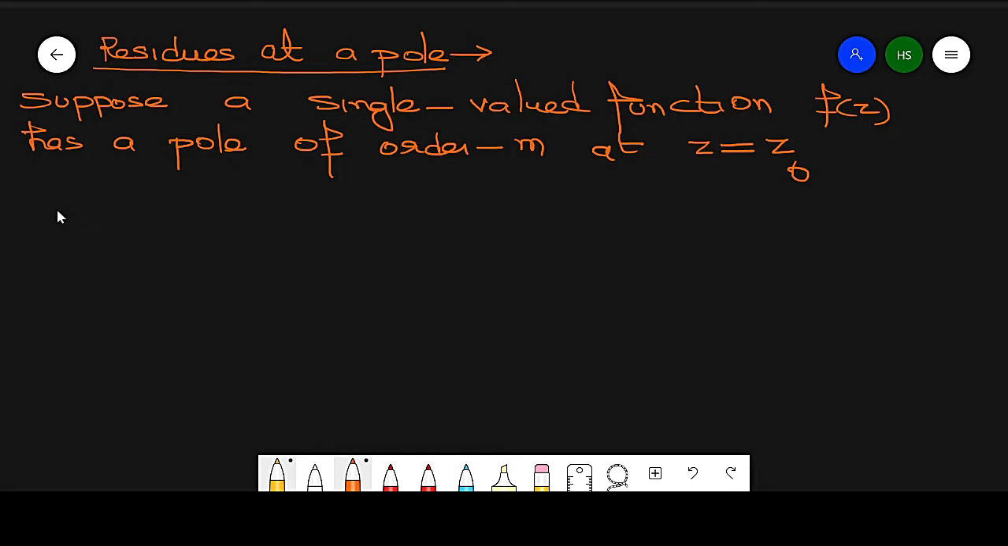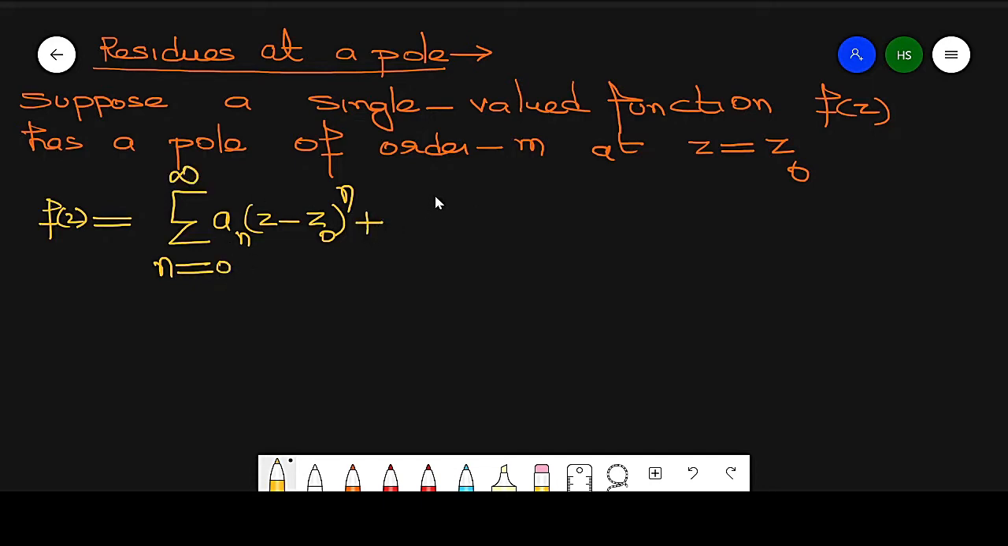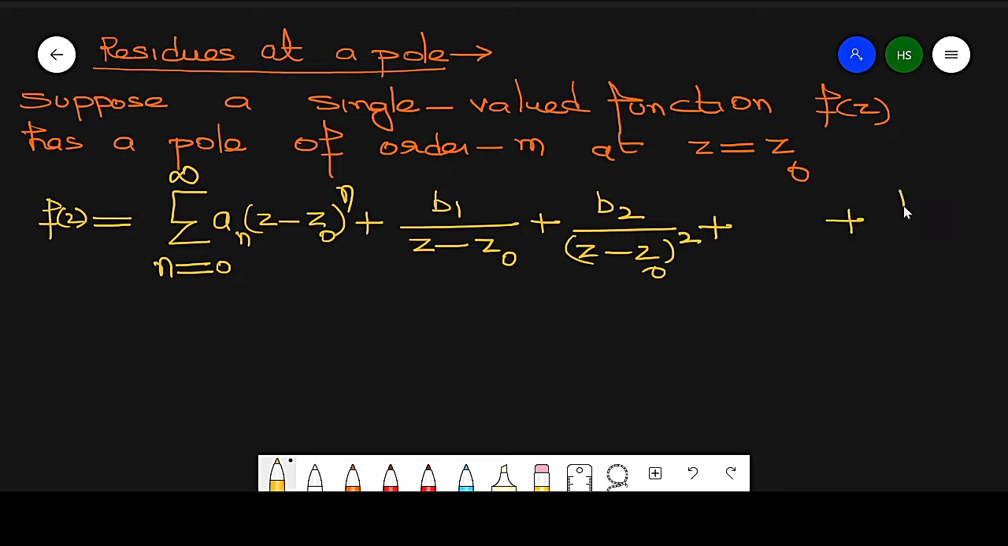It means by Laurent expansion, this f(z) can be written as summation of a_n (z minus z naught) raised to power n, n running from 0 to infinity, plus b1 over (z minus z naught), b2 over (z minus z naught) raised to power 2, and since it is a pole of order m, this will be up to (z minus z naught) raised to power m. So this is of this kind.